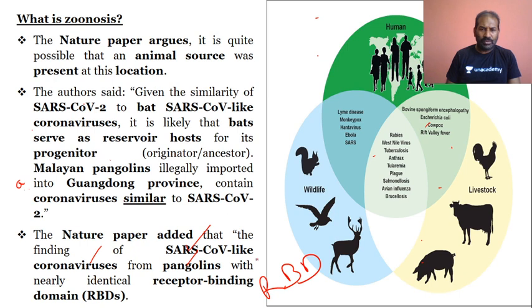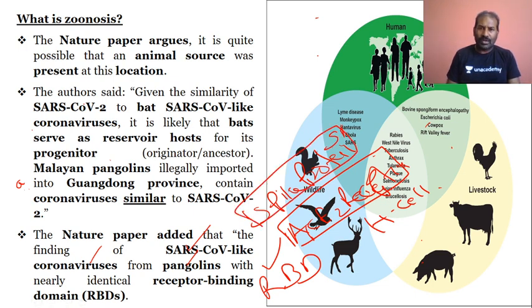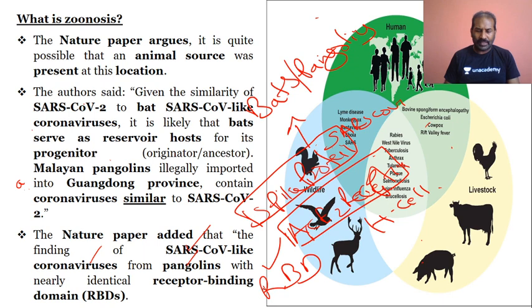They got to know that through the receptor binding domain, the spike protein, and the ACE2 receptor, that is, the human cell receptor, the spike protein of SARS-CoV-2 has a kind of binding that takes place with bats and pangolins. Now you are understanding, I think. The receptor binding domain.